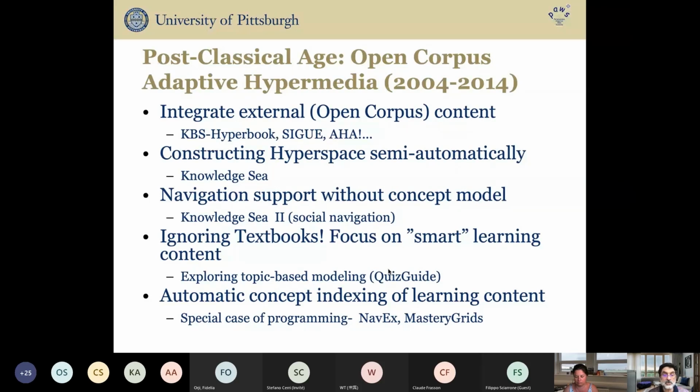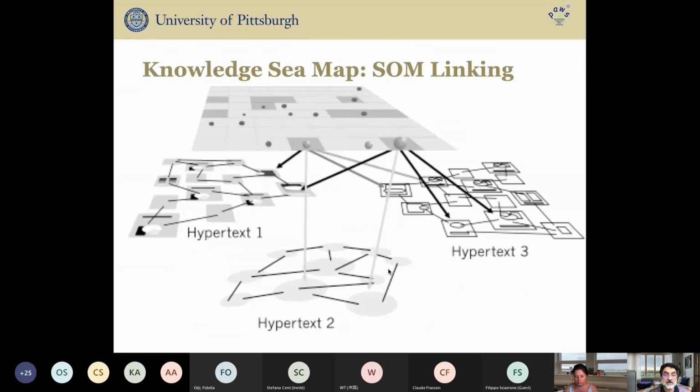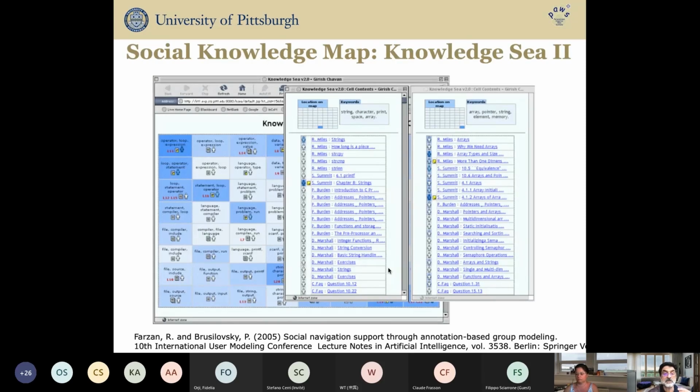Let's quickly show you a few things which we did this time through the dark ages, focusing on how we can get through. That is an approach to build hyperspace using a non-symbolic self-organized maps approach. We get a bunch of textbooks, toss the pages, and build self-organized maps to build a kind of knowledge map. You now can connect to similar pages because they are organized within the same area. That's the system Knowledge Sea.